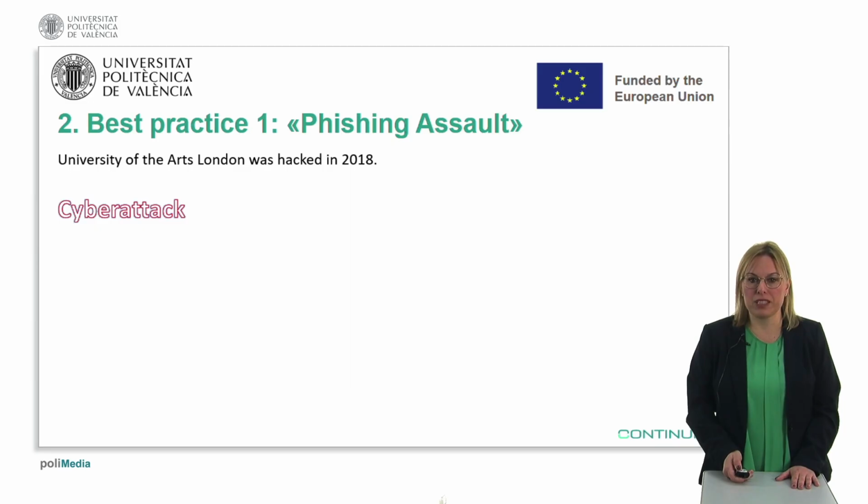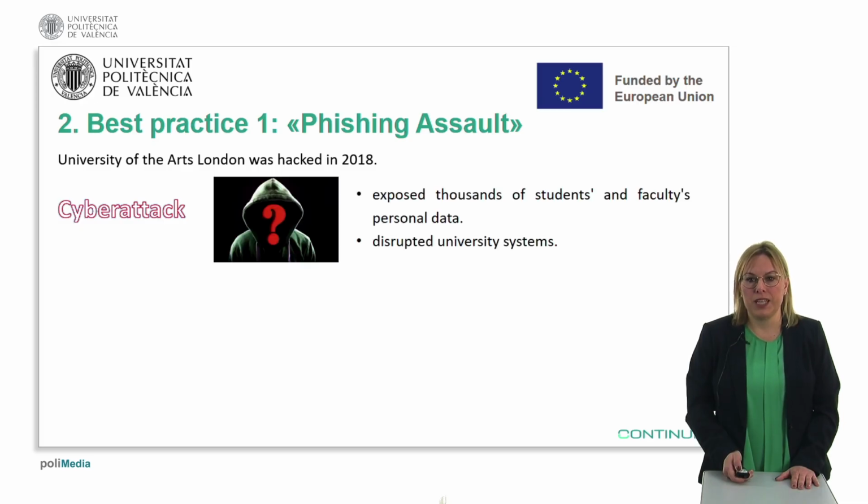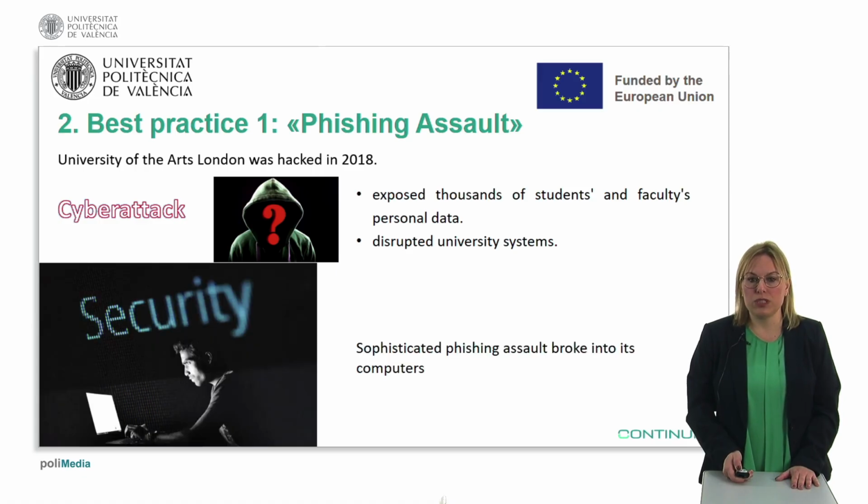The first best practice involves the University of the Arts London, which was hacked in 2018. The cyber attack exposed thousands of students' and faculty's personal data and disrupted university systems. The institution said that hackers used a sophisticated phishing assault to break into its computers, but the details were not released.